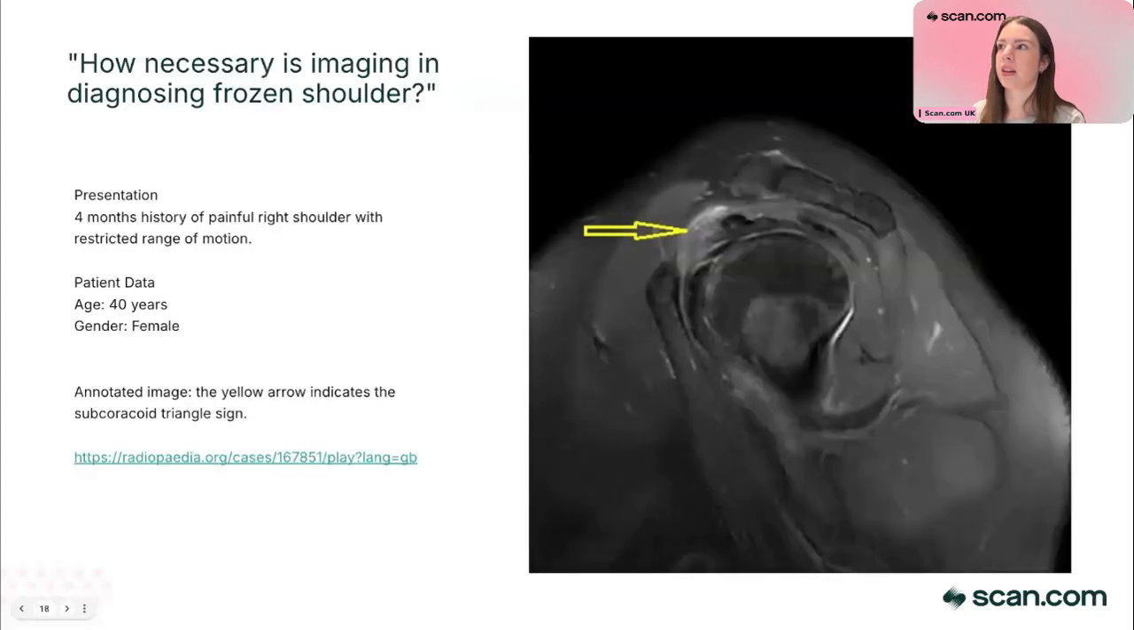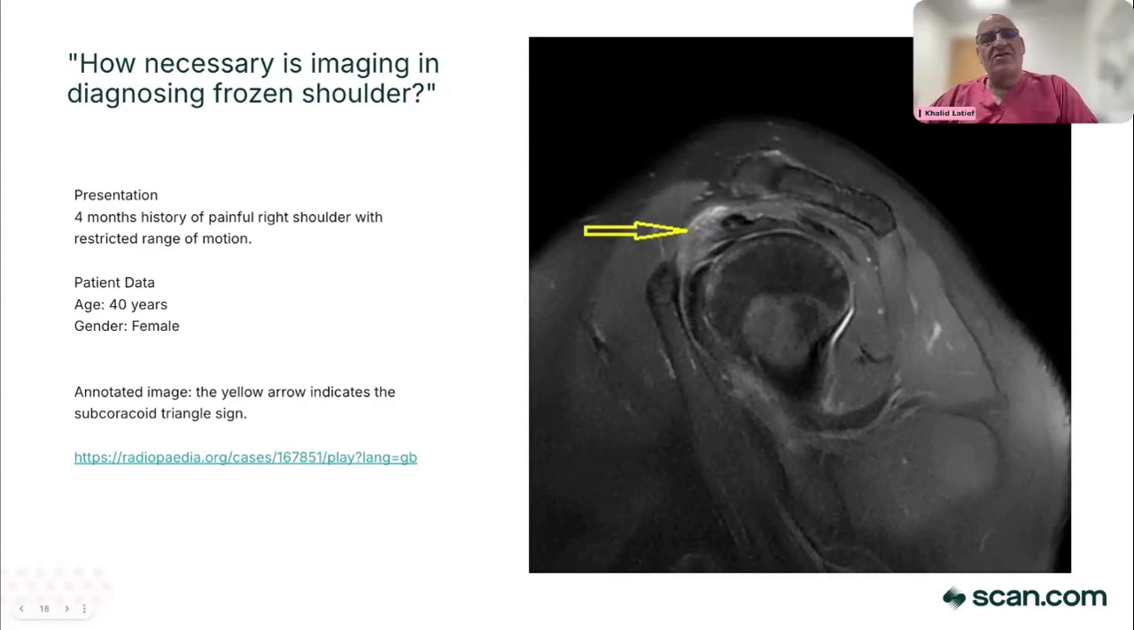Absolutely. I think we're coming on to another shoulder-related question, which is how necessary is imaging in diagnosing frozen shoulder? And this is a case here, a 40-year-old female, 4 months history of painful right shoulder with restricted range of motion. Yeah, frozen shoulder is one of those conditions that I deal with a lot, and really it's a clinical diagnosis. If you're a shoulder surgeon, you should be able to make a diagnosis of frozen shoulder and then treat it without imaging.